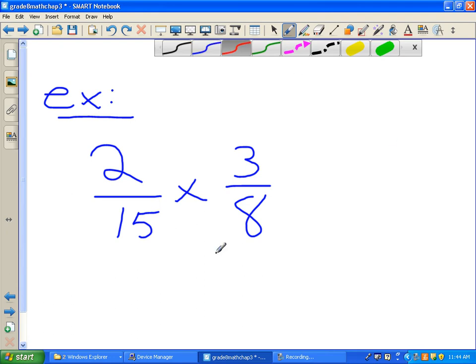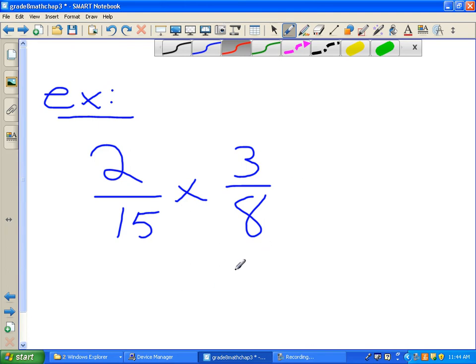So we've got 2/15 times 3/8. Now, first of all, let's make sure 2/15, is that as low as it can go? Yeah, because you can't divide 2 by the same thing that you can divide 15 by. The same applies to 3/8. That's as low as we can make it.